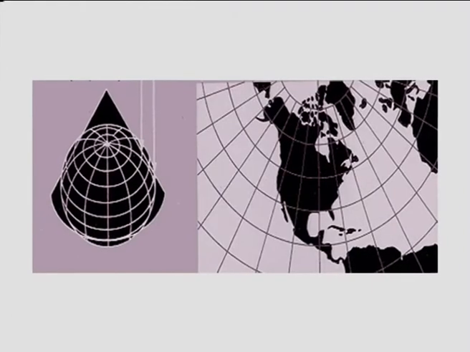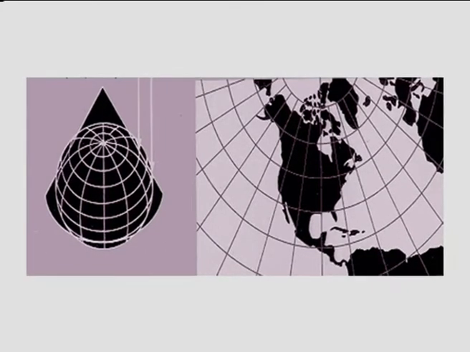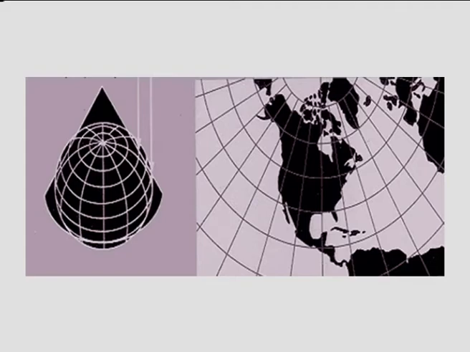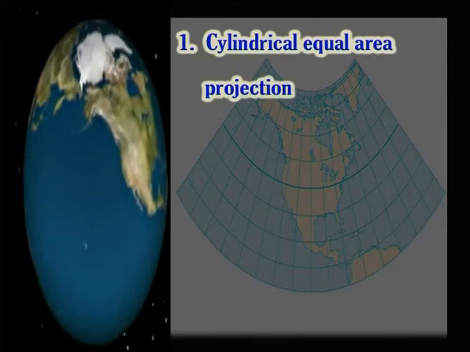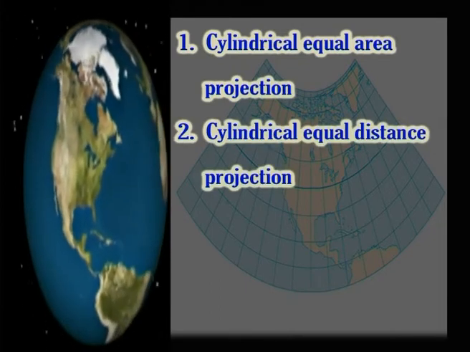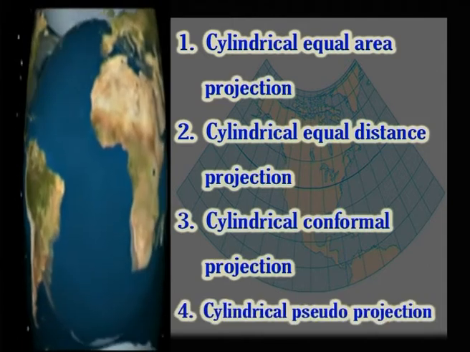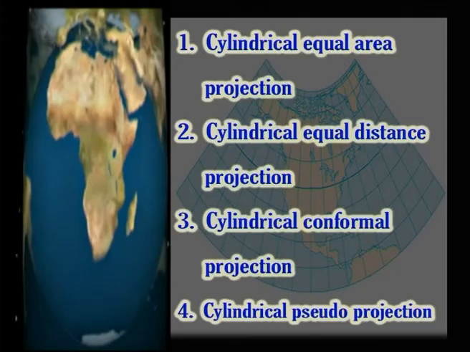This projection can show correctly the distribution of tropical crops like rice, rubber, coffee, etc. Basic classification of cylindrical projection based on distortion and surface features. There are basically 4 different types of classifications of cylindrical projection. They are cylindrical equal area projection, cylindrical equal distance projection, cylindrical conformal projection, and cylindrical pseudo projection.